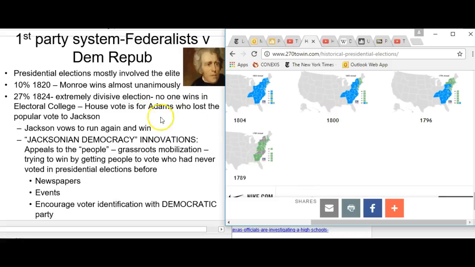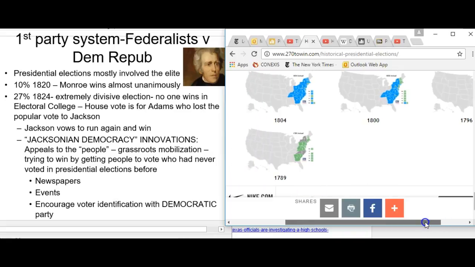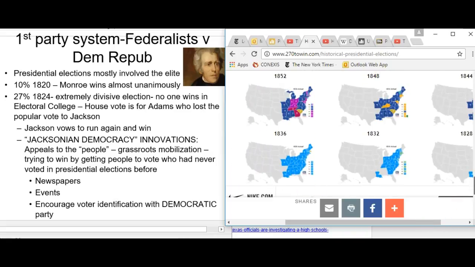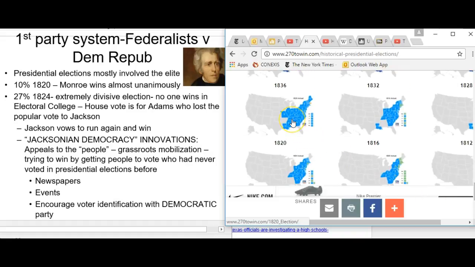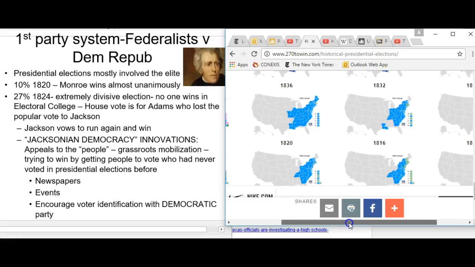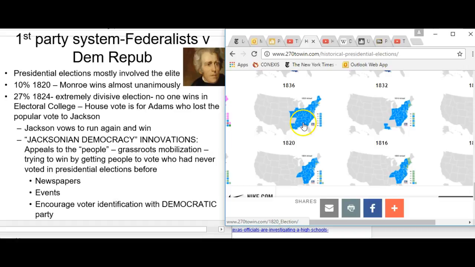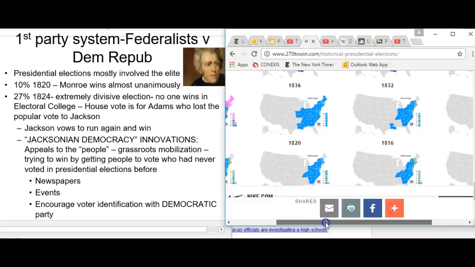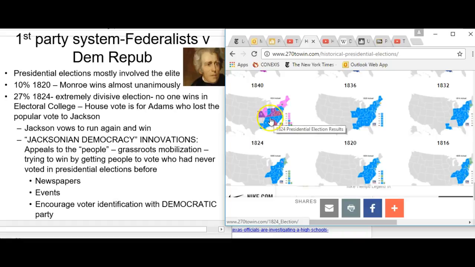And these parties were really elite affairs. They were not mass mobilization parties. And one election that follows in 1820, for instance, almost the entire country votes. Almost every electoral college vote is cast for Monroe. Historians call this the era of good feelings. There's not very much division, and then the very next election in 1824 is one of the most divisive in the country's history.